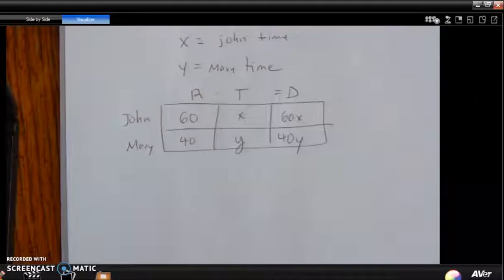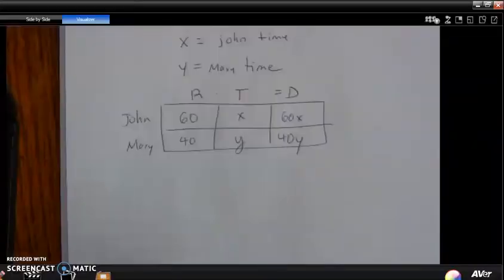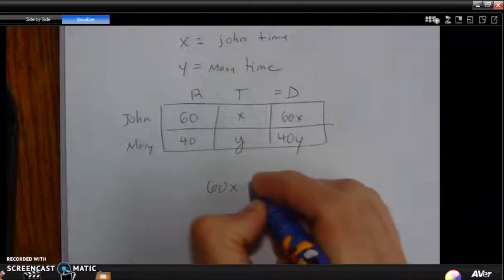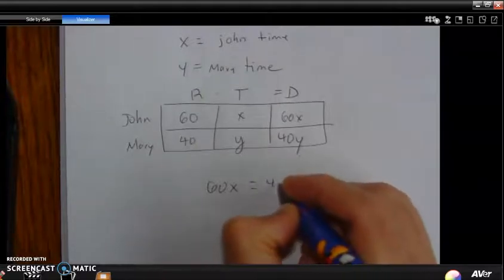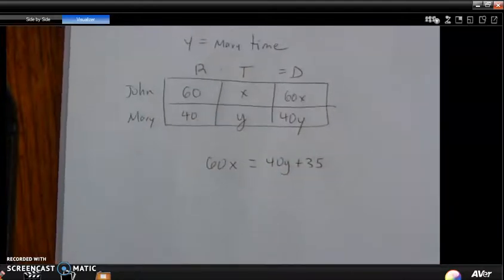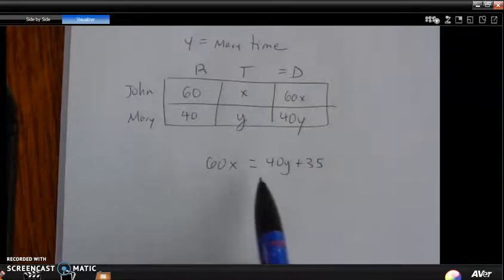And so this is where we have to be a little bit thoughtful. It says John goes 35 miles longer. So what that means is if I take 60x, which is John's distance, that's going to equal Mary's distance plus 35. So I'll repeat that. It says John travels 35 miles farther than Mary. So if I add 35 miles to Mary's distance, they should be the same.